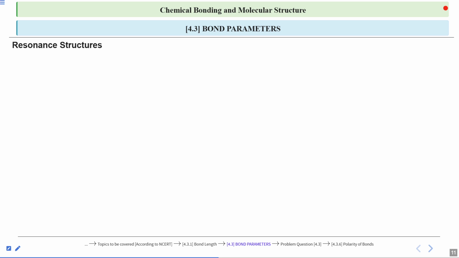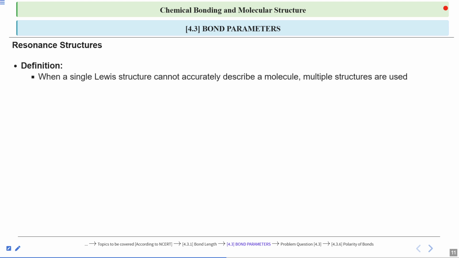Our next discussion will be on resonance structure. So this is very, very important for you. So listen carefully about this. Now, if I talk about the simple definition, this definition says that if a single Lewis structure cannot describe a molecule, then multiple structures are used to describe the same. What is the meaning of this? Okay, so we will try to understand this line with the help of an illustration.